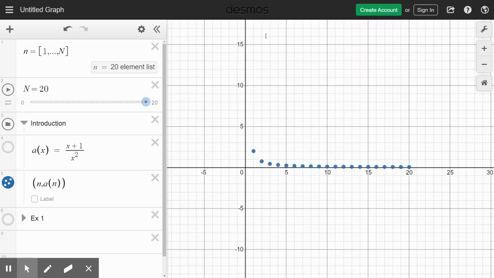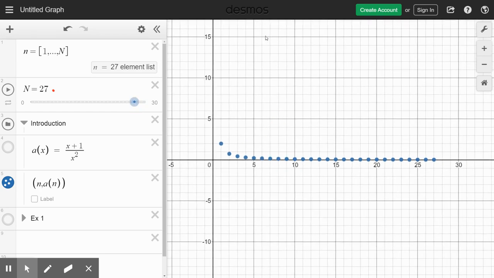I seem to be approaching a value. Notice that if I keep increasing the value of my sequence, let me find it up to 30. What would happen if I keep finding more terms in the sequence? Notice that if I keep increasing my terms, I seem to be approaching the value of 0.